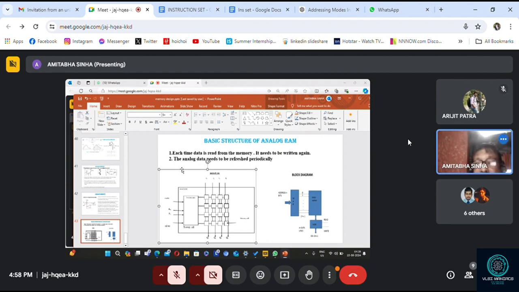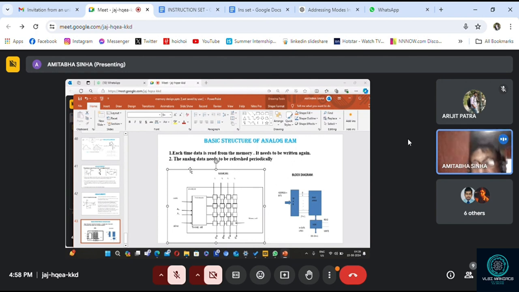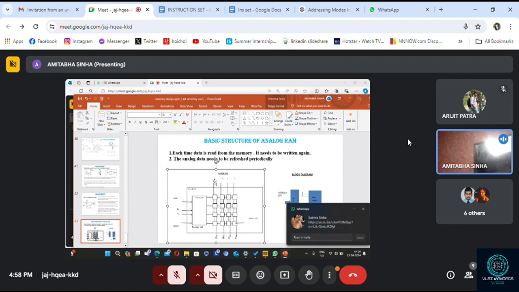So this is also the difference between analog and digital random access memory. Both deal with discrete values, but in the digital, it deals with bits. A number of bits will be there, but here it is a sample, that means a sample value, and your decoder will be the same for both of them.